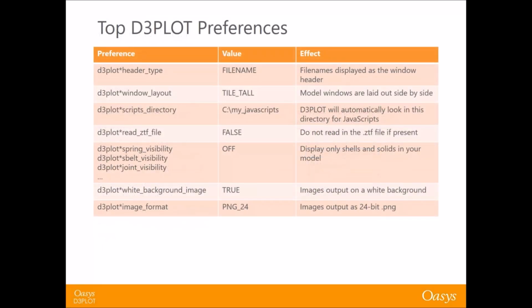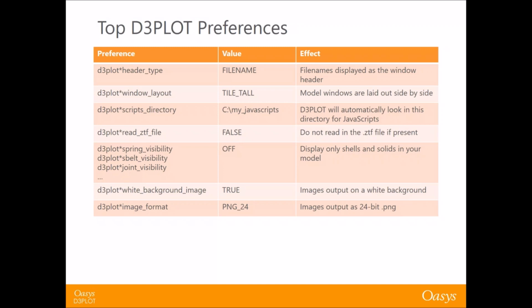Here are some D3PLOT preferences recommended by our Oasys support team. I'm not going to go through all of these right now, but I'll pick out a couple to talk about. The top one there, header type, will change the heading of the graphics window to show, in this case, the file name rather than the default. And the default setting for this preference is the model title. So it might be that your model is just called Model 1 and doesn't give you a lot of information, but your file name might give you better information. So this could be a useful preference to use.